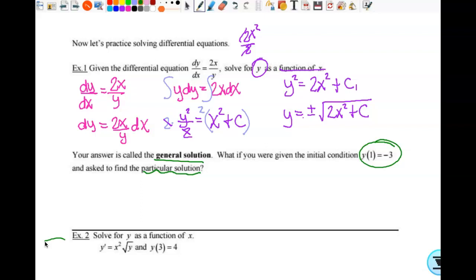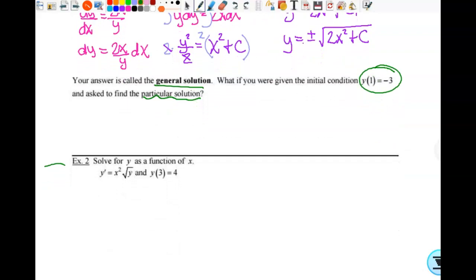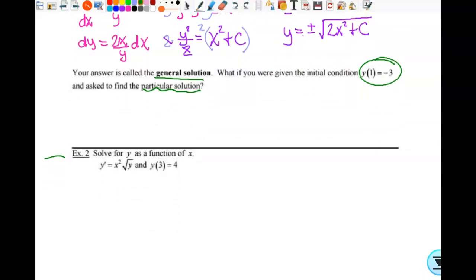So, all right, if we're given this initial condition, now here's the thing. We have plus or minus. We have to decide if we're using plus or minus or both. Well, when one is our x, when we substitute in the x, we're going to get a negative answer out, right? So that means I'm using the negative one. So I'm going to have that negative 3 is equal to the negative square root. That's how you know which one to use, okay?